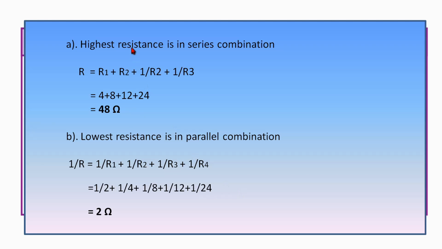It is just a matter of calculation only. The highest resistance R is equal to 4 plus 8 plus 12 plus 24, which will become 48 ohm. The lowest resistance is equal to 2 ohm.